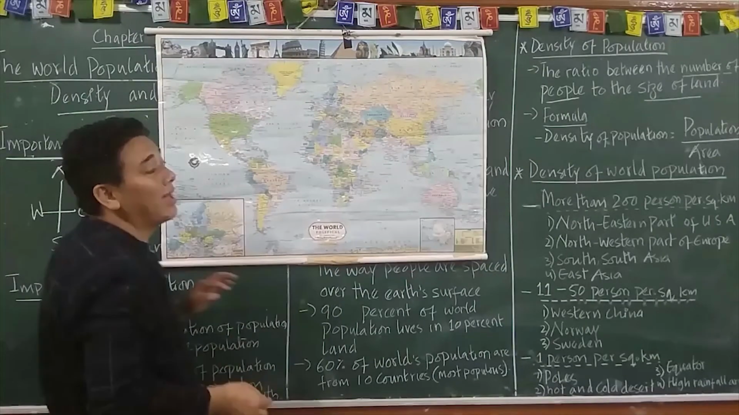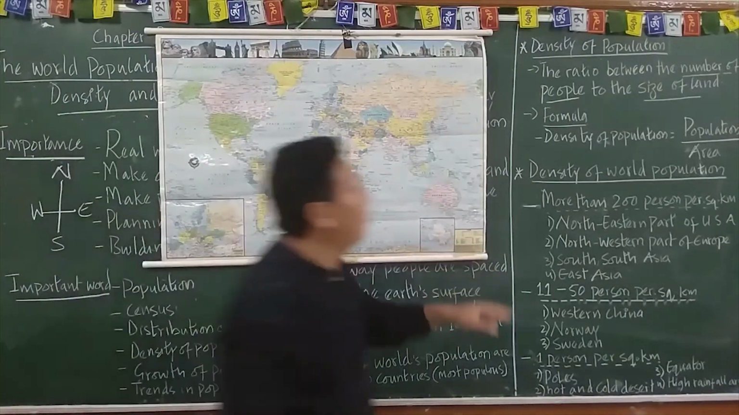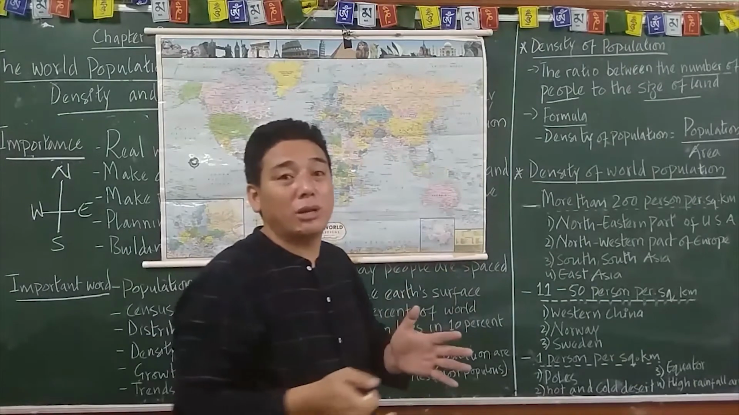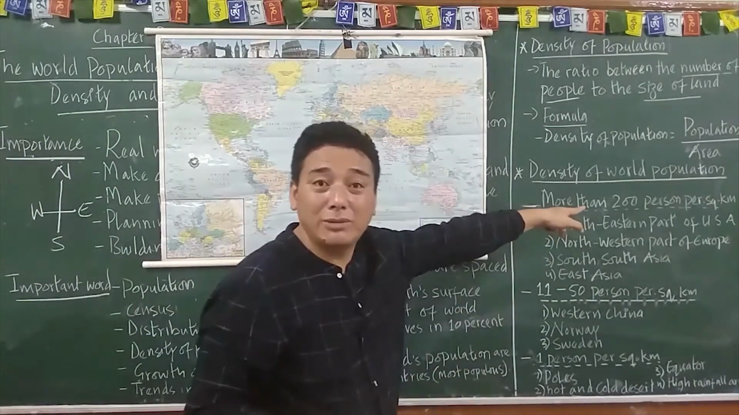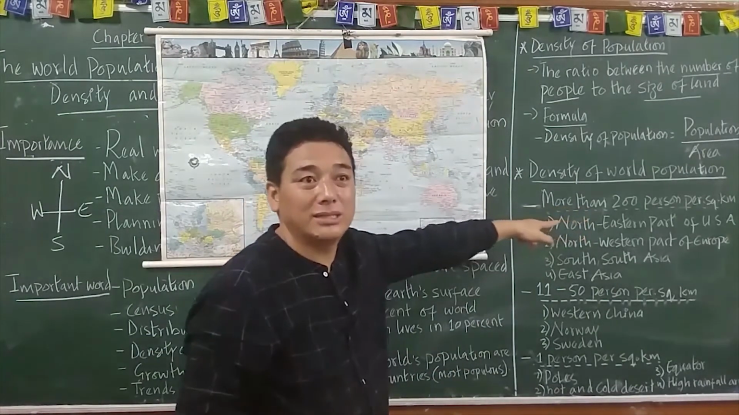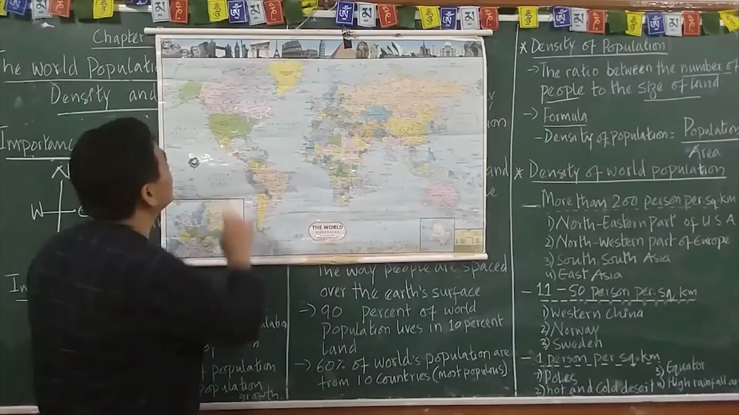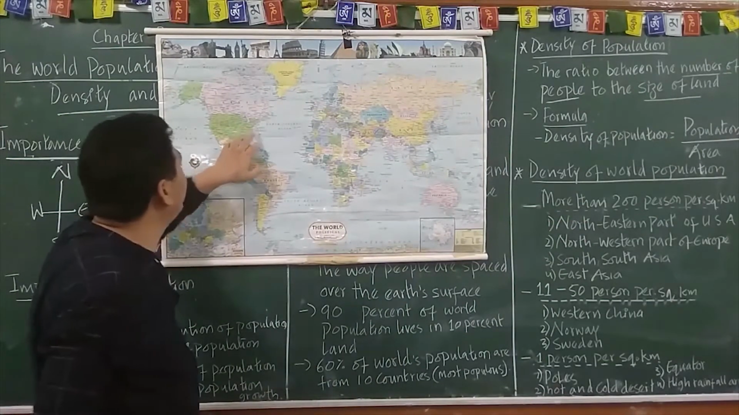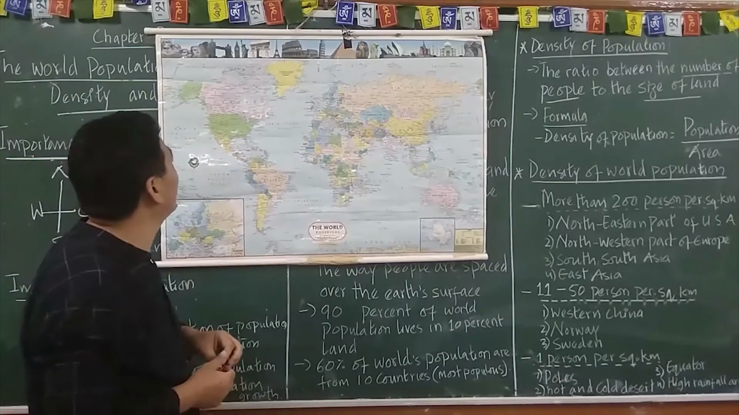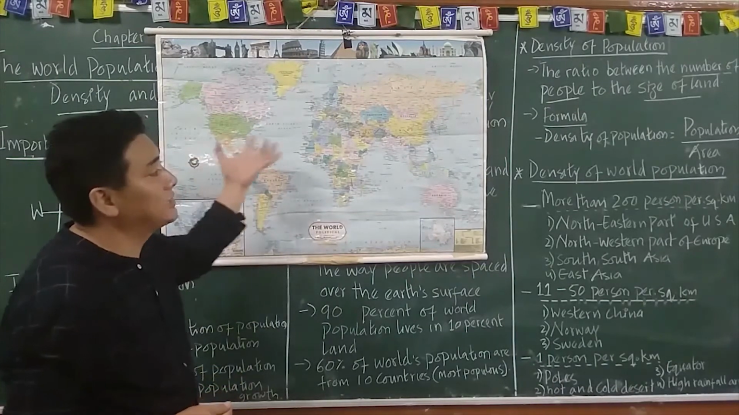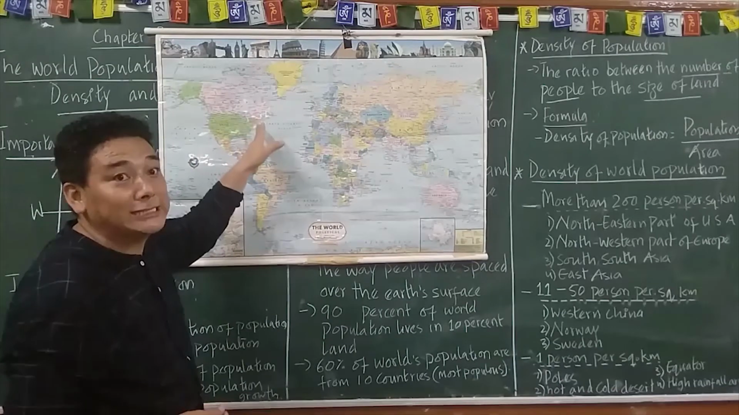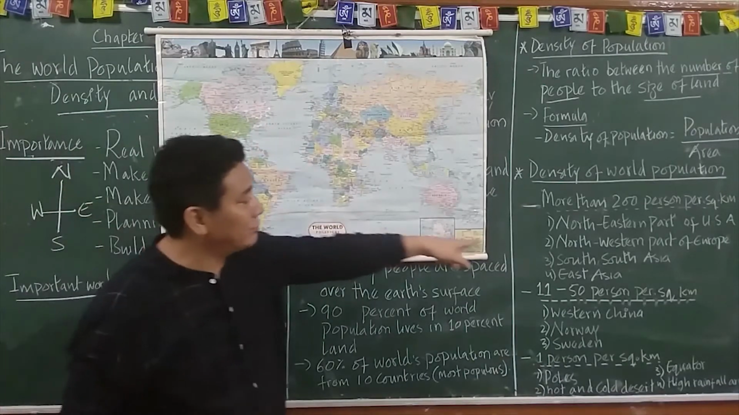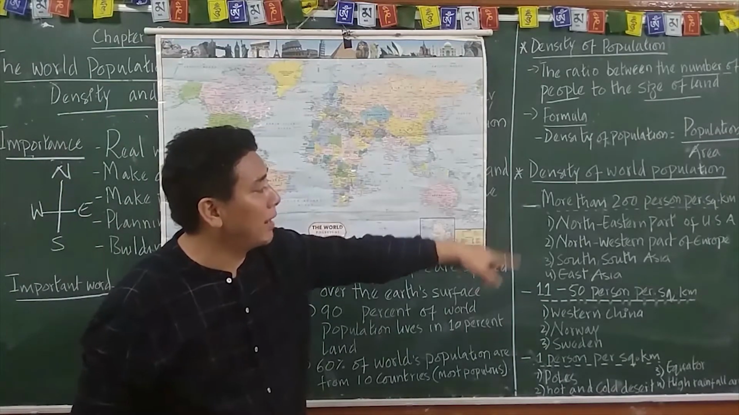These areas have 200 people living per square kilometer. Is it clear? I could see Washington, New York, Boston, all these important cities fall under these areas. Is that clear? And the next one is the northwestern part of Europe.